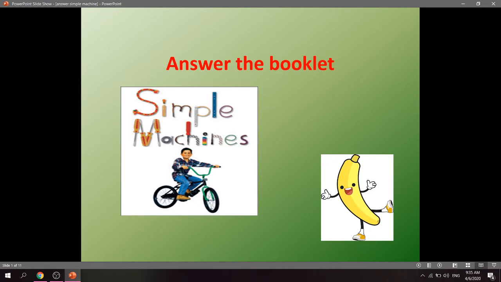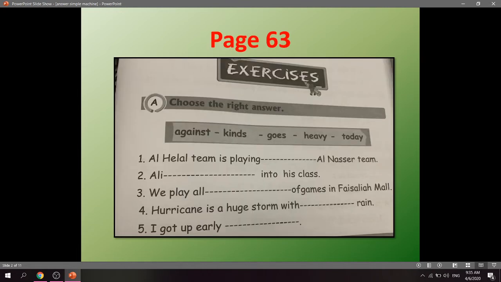We know that in this story we talk about the simple machines, and we took 4 kinds of simple machines. Okay, so open your first page like this one. I know you did this before, but one I think didn't make it, so I will repeat again to check your answers. Okay, so number 1, Al Hilal team is playing Al Nasr team.